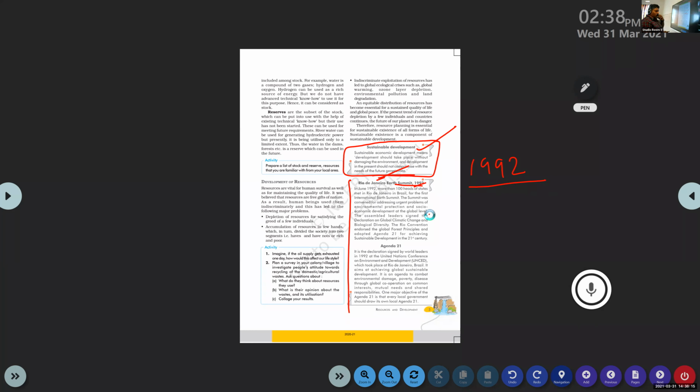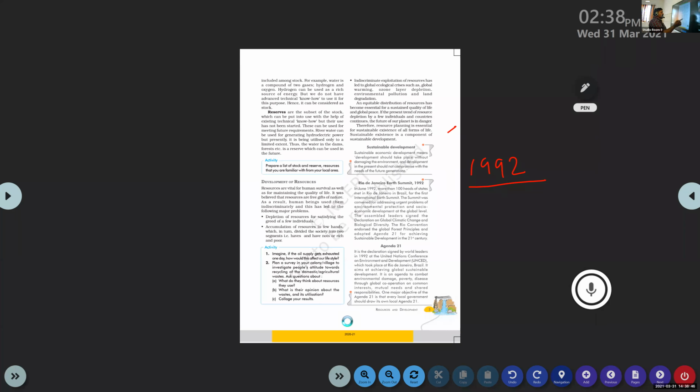Okay, the aim of this summit or this meeting was discussing the urgent problems of environmental protection, the importance of environmental protection and the socio-economic development at the global level. Okay, to protect the environment and to protect the society, and economic development of all the countries.